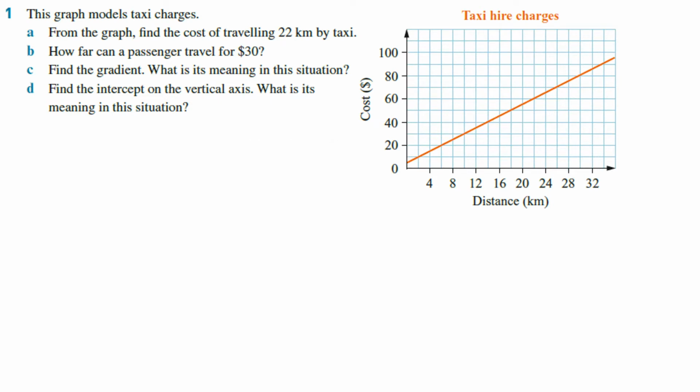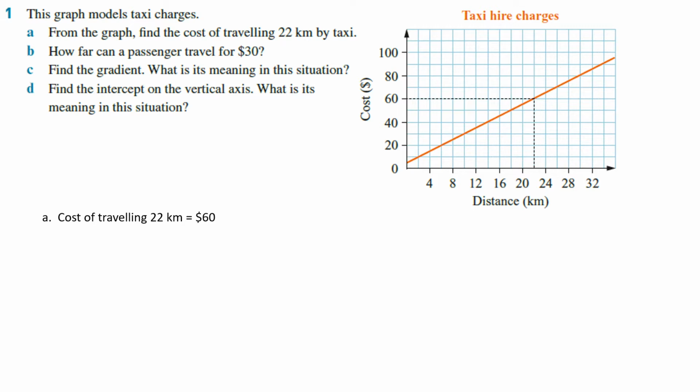Let's have a look at the first example. This graph models taxi charges. Part A. From the graph, find the cost of travelling 22 kilometres by taxi. So if we have a look along the bottom axis or the horizontal axis, we find where 22 kilometres is and we go up from there to where we meet the straight line. From there we go across to the vertical axis and that will tell us how much it costs. So we can see that it costs $60 to travel 22 kilometres.